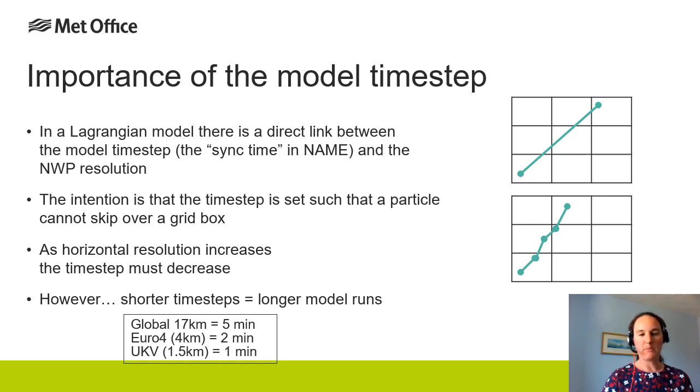So some examples of time steps you might use for each model are shown at the bottom. For a 17-kilometre model, a 5-minute time step might be quite reasonable. And for a 1.5-kilometre model, it might be better to use a 1-minute time step. However, be aware that if you use shorter time steps, it will take longer for NAME to run. So there's sometimes a trade-off, and sometimes we need to use a 2-minute time step for a 1.5-kilometre model purely because of the length of time in which we've got to run that model.